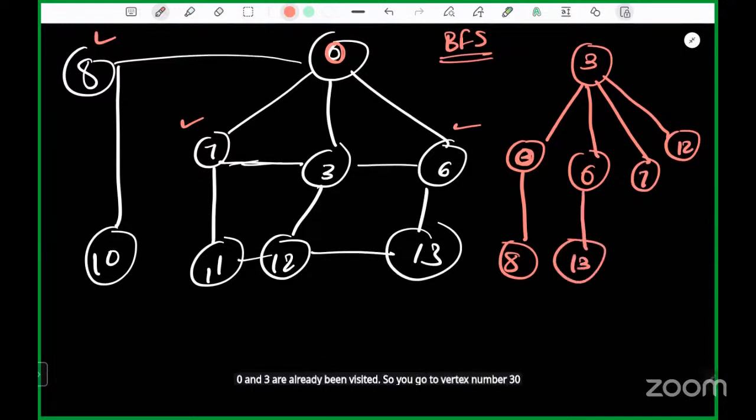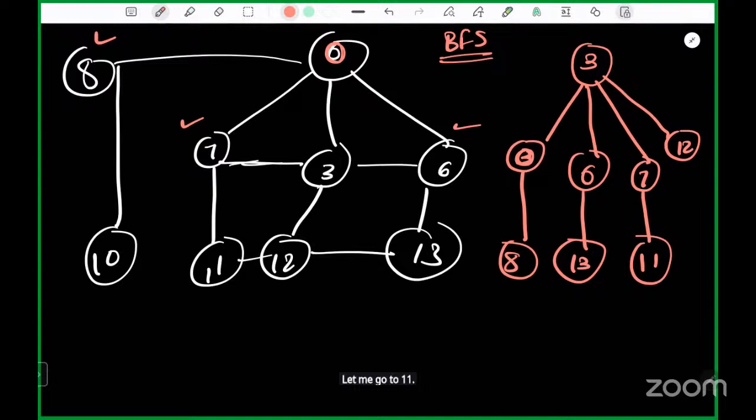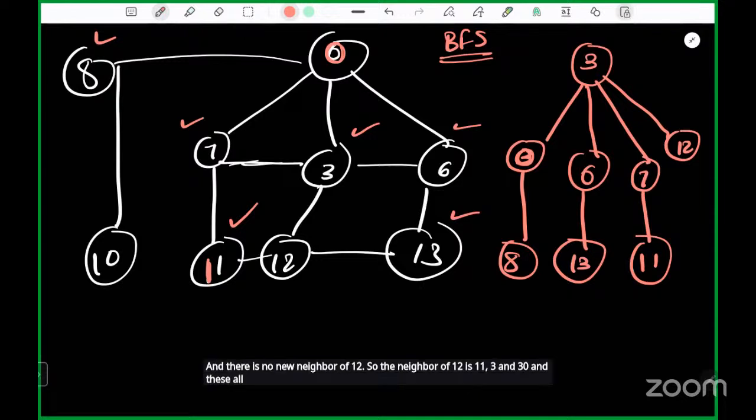Similarly for 7 also. What is the neighbor of 7? The neighbor of 7 is 11 only, along with 0 and 3. So we'll go to 11 because 3 and 0 have already been visited. And there is no new neighbor of 12. The neighbors of 12 are 11, 3 and 13, and all these vertices have already been explored.